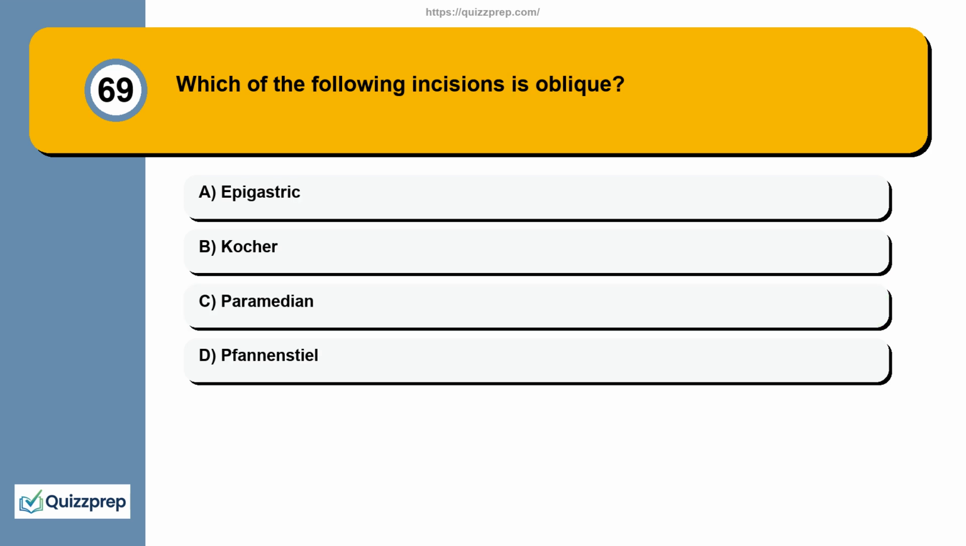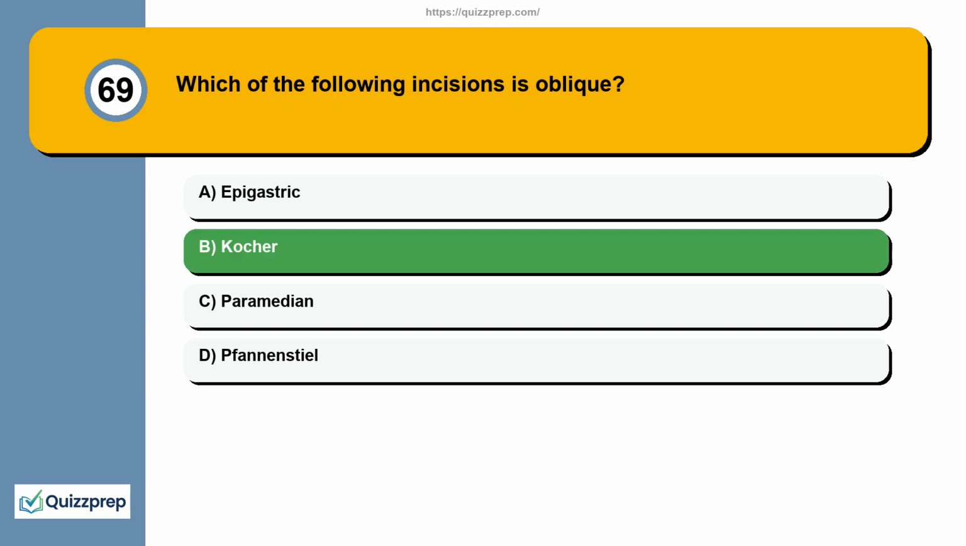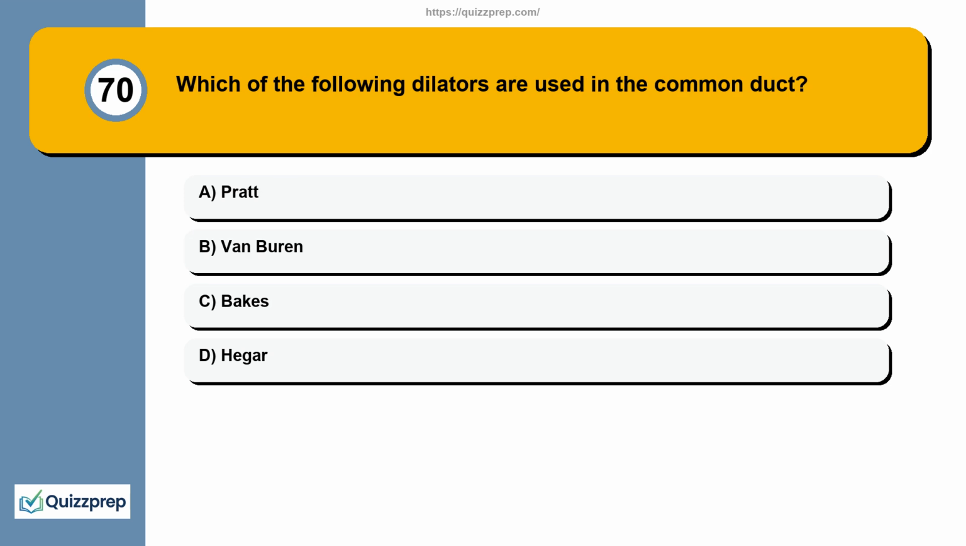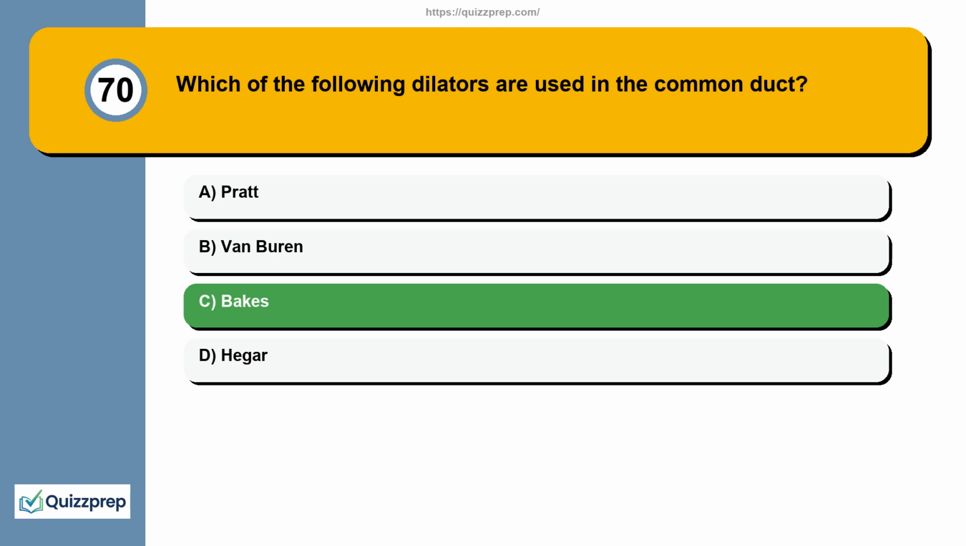Question 69. Which of the following incisions is oblique? Option A, epigastric. Option B, Coker. Option C, paramedian. Option D, phalansteal. The correct answer is option B, Coker. Question 70. Which of the following dilators are used in the common duct? Option A, Pratt. Option B, Van Buren. Option C, Bakes. Option D, Hegar. The correct answer is option C, Bakes.